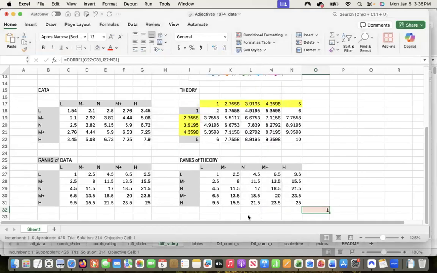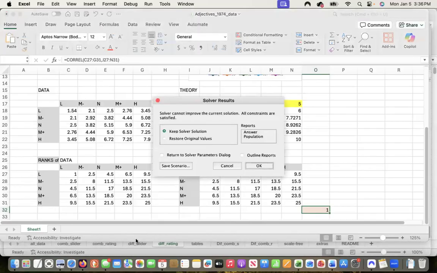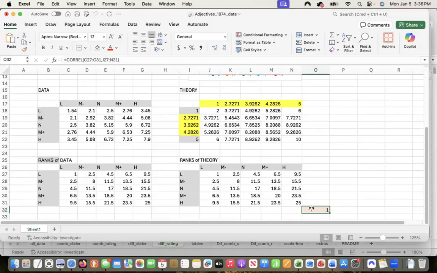And I've clicked the solve, and as it works, it'll be showing us how it's doing. Notice it's finding correlations of 1, but it's going to work away and see if it finds anything bigger than 1. I don't think it will. All right, it's found a solution. I can't do any better. And the correlation here is 1.